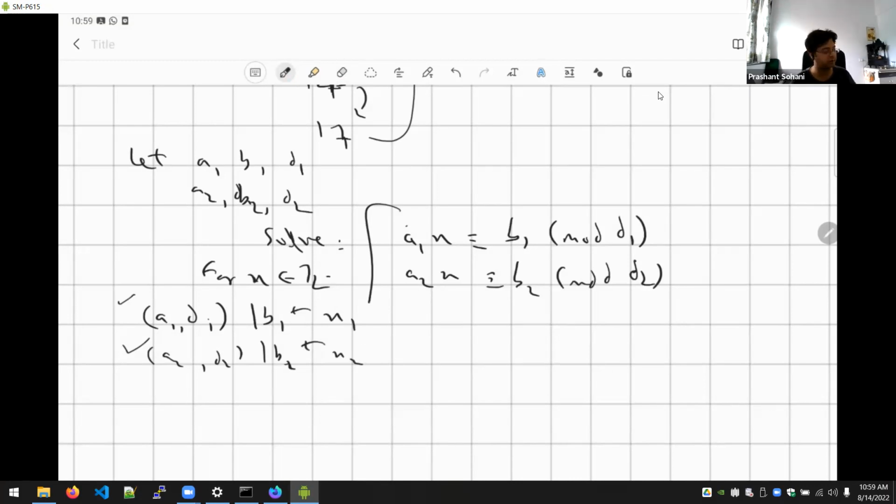Then we know that this is basically an arithmetic progression of all the values for which the first equation is satisfied, right? x1 plus d1 by g1, x1 plus 2 d1 by g1, etc. So this is an AP. This is also an AP, with d2 by g2, etc. If these two APs have any common term, then we are done.